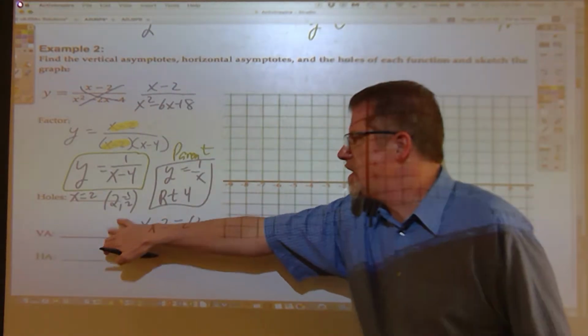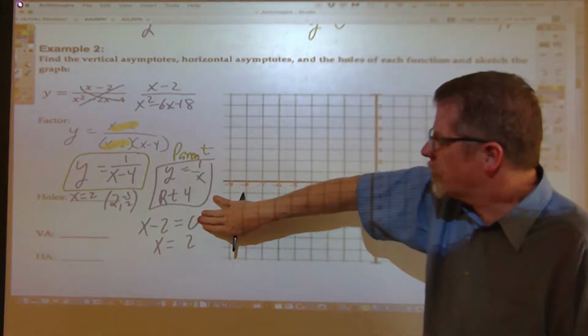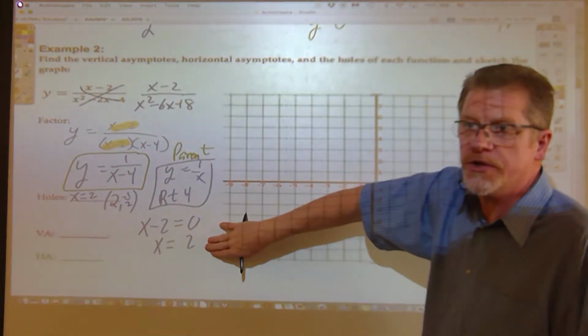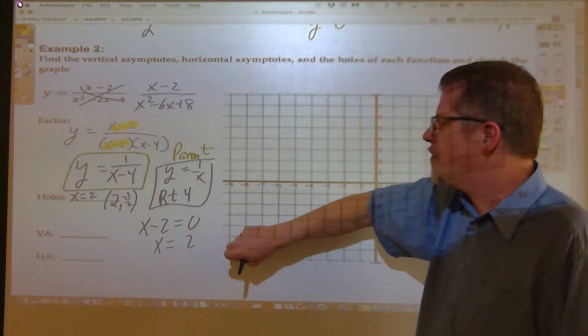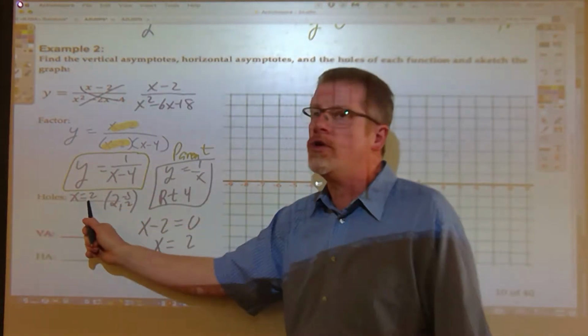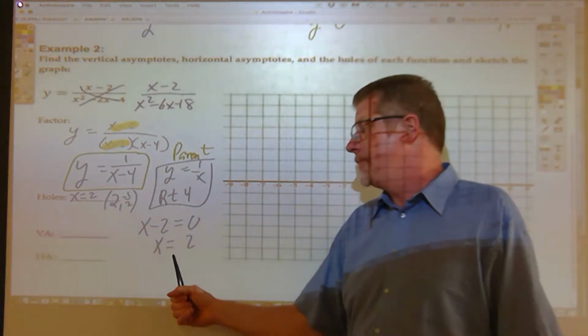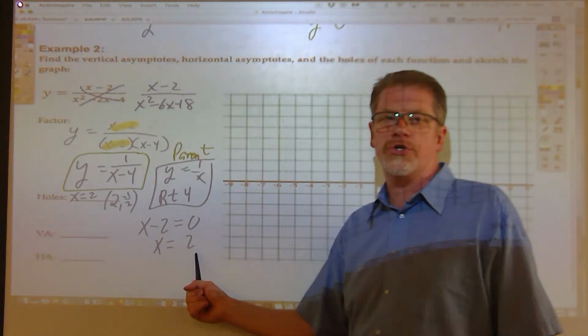Next, we're going to go for the vertical asymptotes. Now, we showed the work for getting the hole, but you might be able to do that work in your head. How many of you, just raise your hand, I won't announce your names on YouTube or anything, but raise your hand if you think that you'd be able to get the x coordinate of the hole without showing your work.